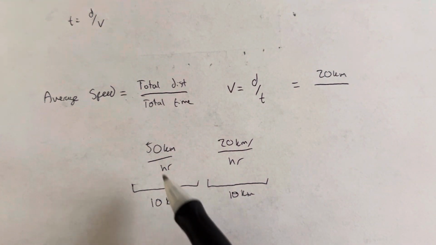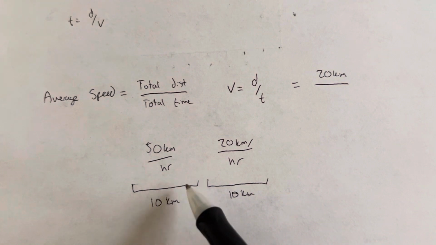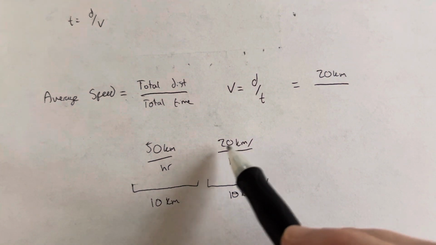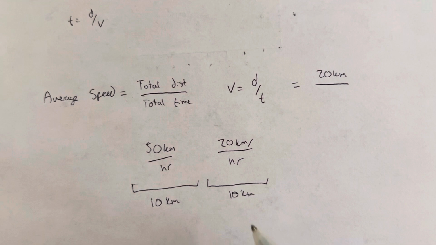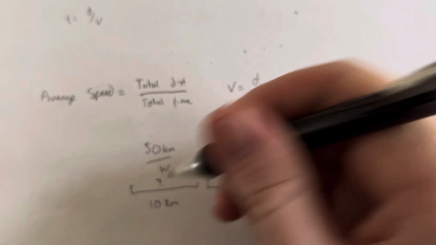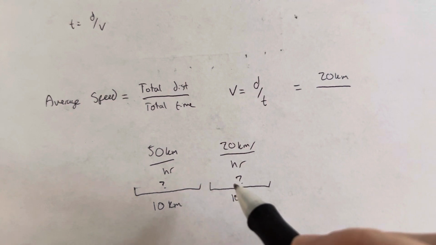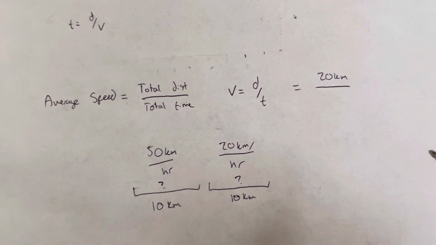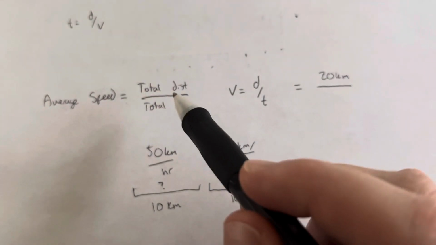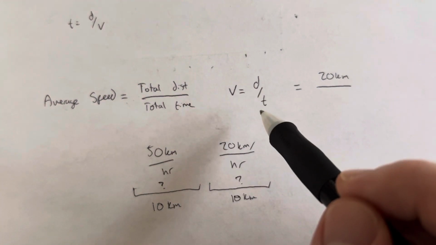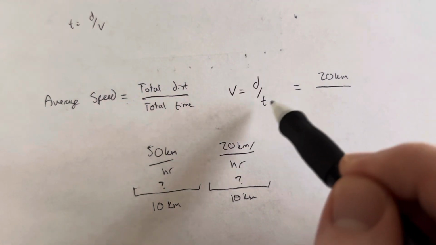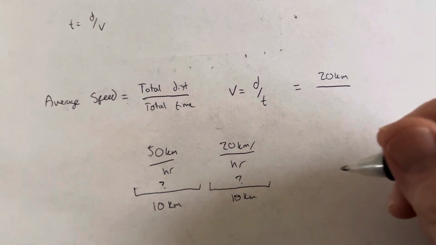So we could figure out how long it's going to take us to go this first 10 kilometers, and then using this speed, we could figure out how long it's going to take to go this next 10 kilometers, right? So we're looking for these missing times. Once we have these times, we can add them together. That's our total time.